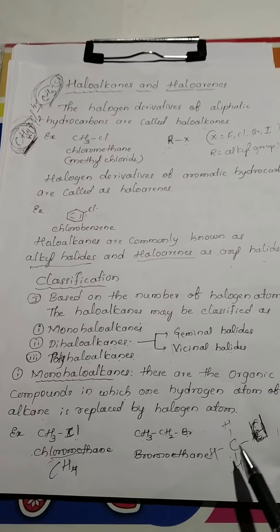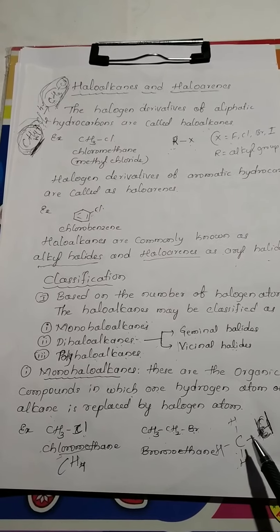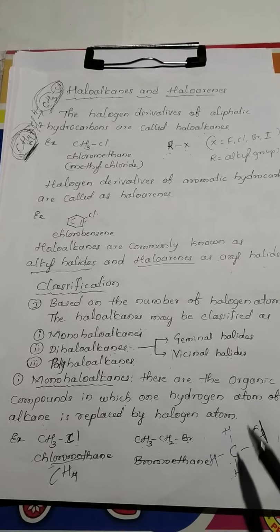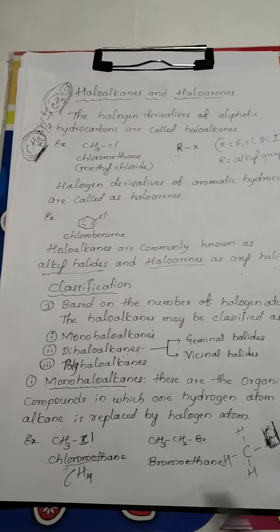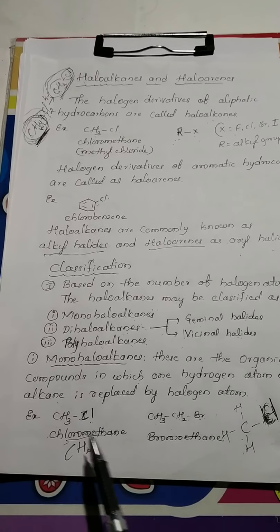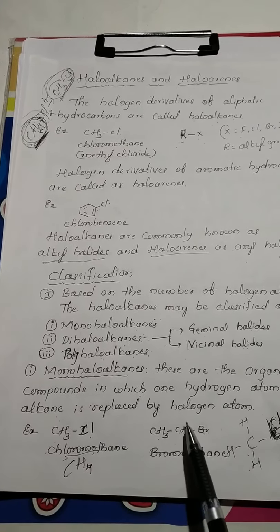Just see here, these are the organic compounds in which one hydrogen atom of an alkane is replaced by a halogen atom. Here I have replaced one hydrogen atom of this methane by one chlorine atom, that is called a monohaloalkane. Only one halogen atom is present here. Example, chloromethane or methyl chloride. Another example, bromoethane. Here 2 carbon atoms are there and one bromine is there, so it is bromoethane. Or else, with 2 carbon atoms and 5 hydrogen atoms, it is called the ethyl group. CH3 is called methane.